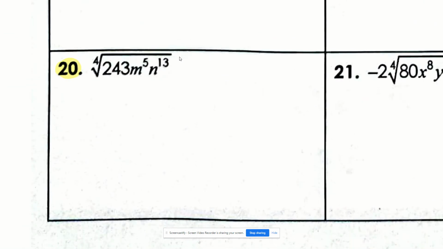All right, number 20, we've got a 4th root. And we've got a number here, 243. So I'm looking at my list of perfect fourths. It's the same one that you have. And I see no 243 on it.